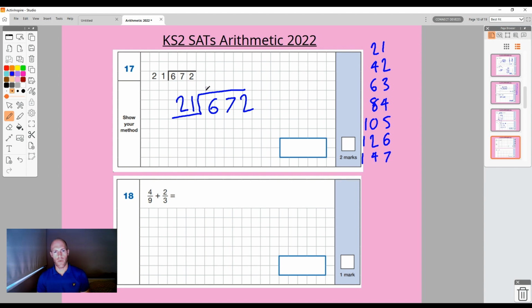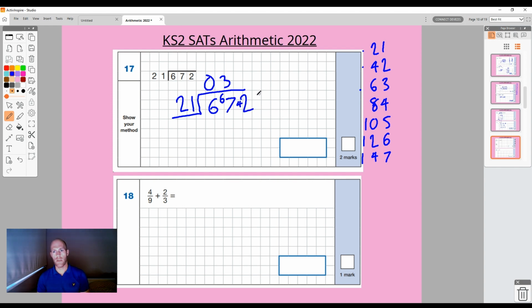So, a two-digit number is never going to fit into a single-digit number. Exchange to 6. How many times can I fit 21 into 67? 1, 2, 3. With 4 over. I've wasted a bit of my time on the toolkit there, but never mind.